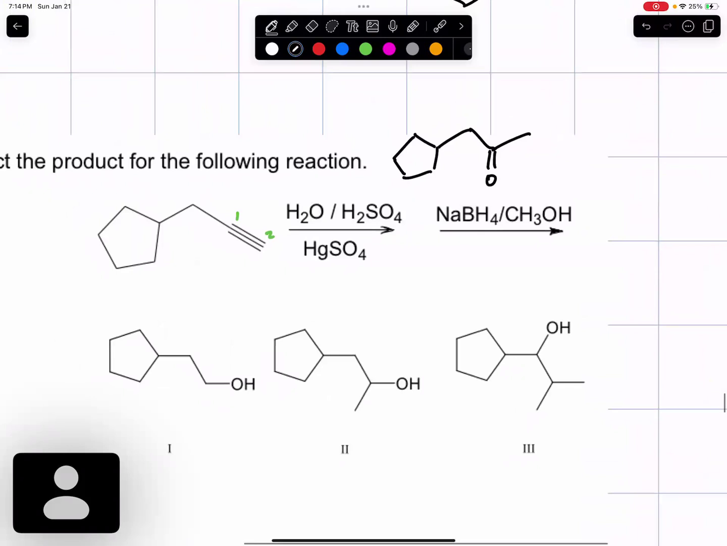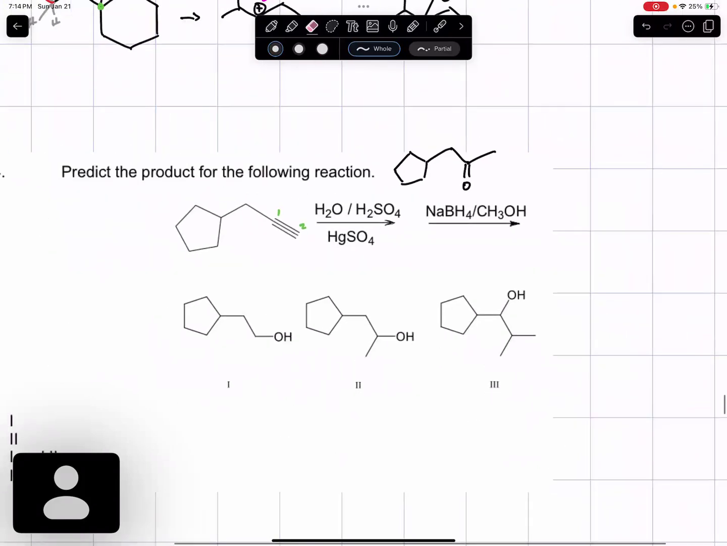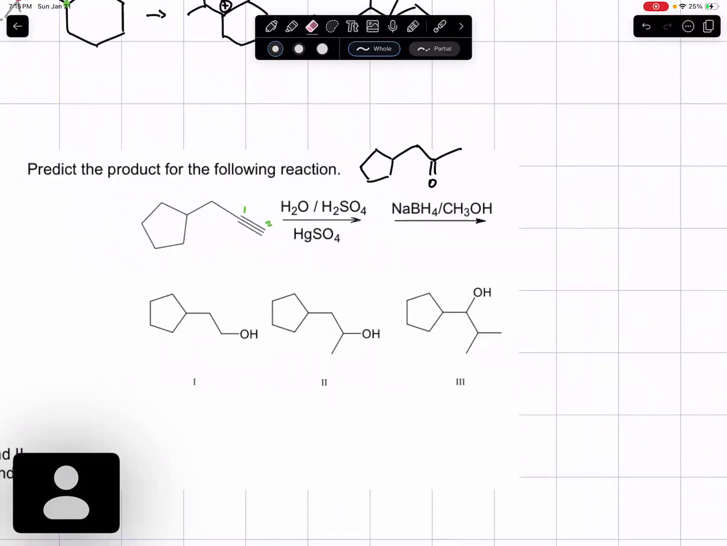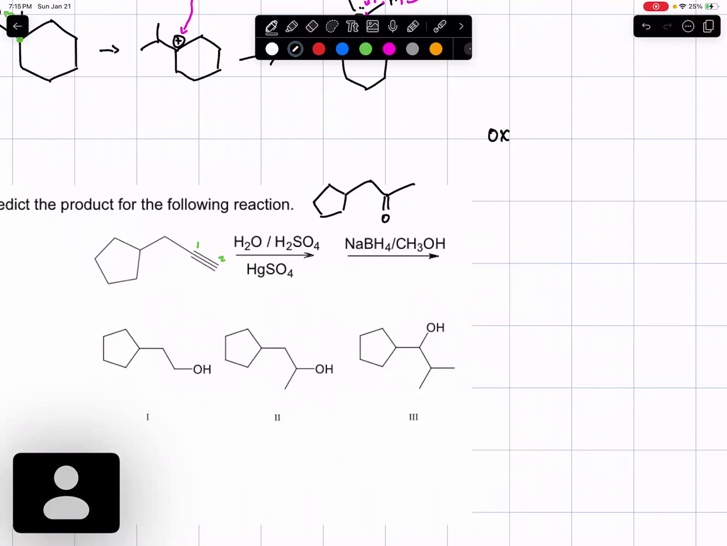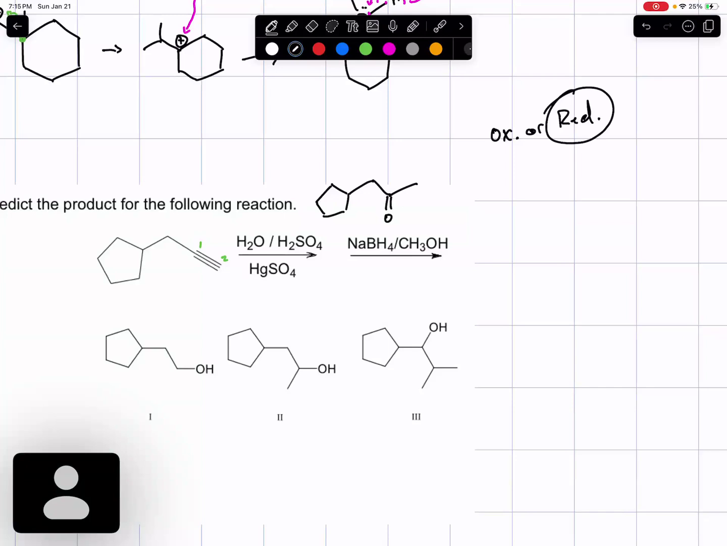So now I'm treating this with sodium borohydride and methanol. What does sodium borohydride do? Does it oxidize or reduce it? Based on your choices, it should be obvious to you since I gave you the choices. Clearly, you're making an alcohol, so that must be reduction. So sodium borohydride with this carbonyl reduces it to an alcohol.